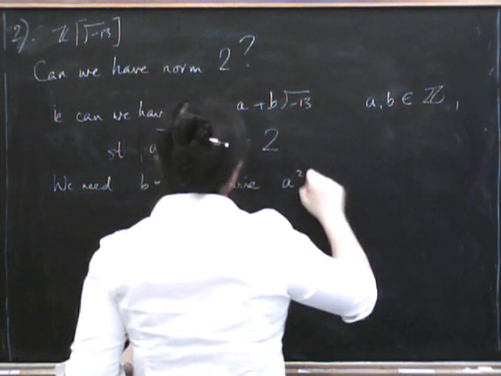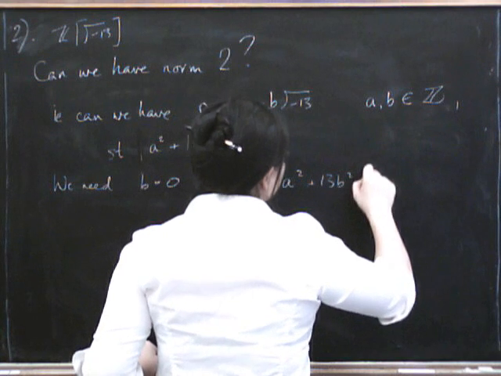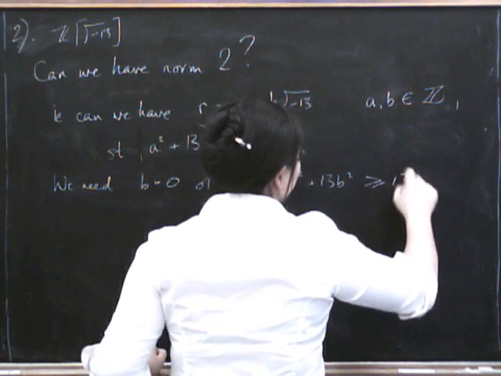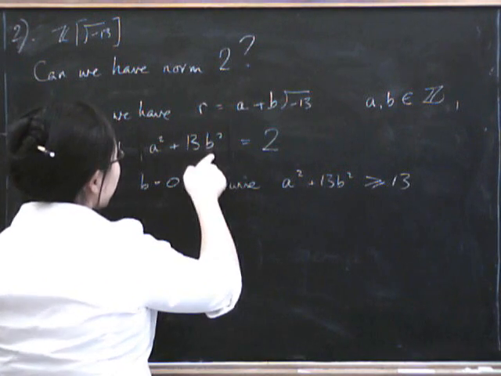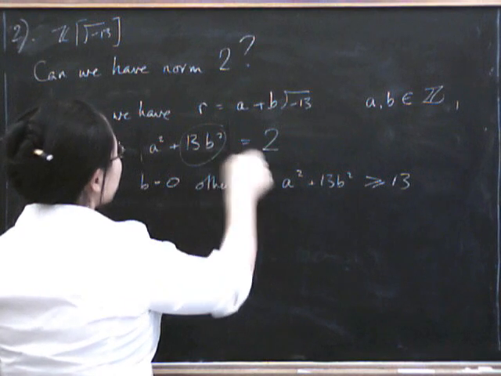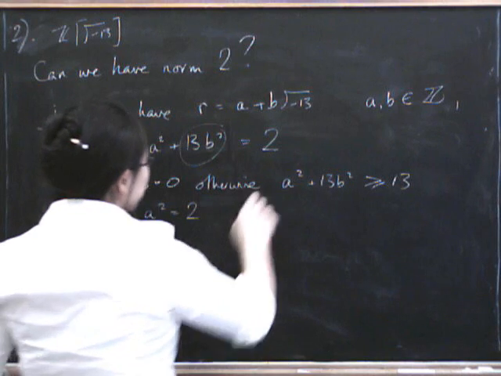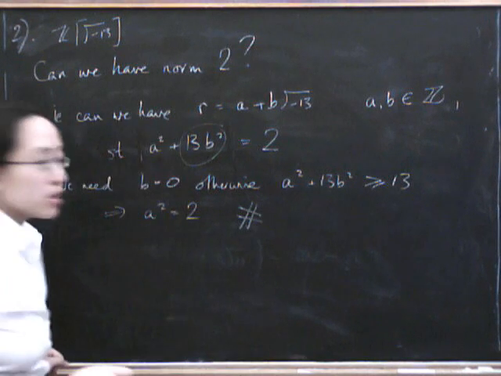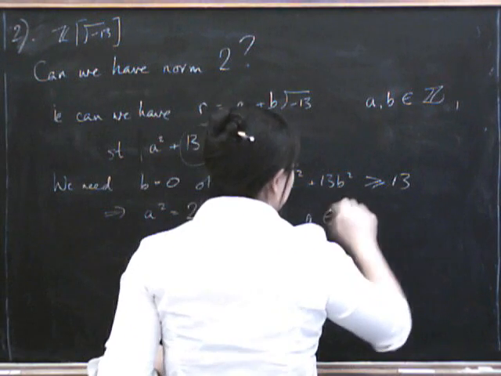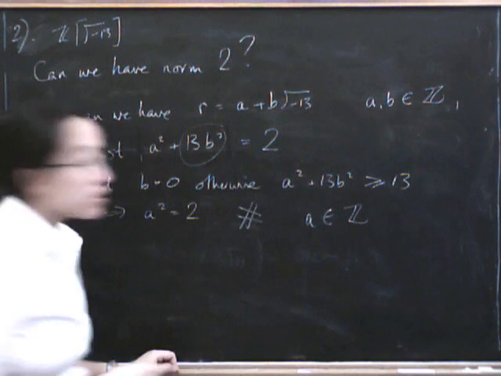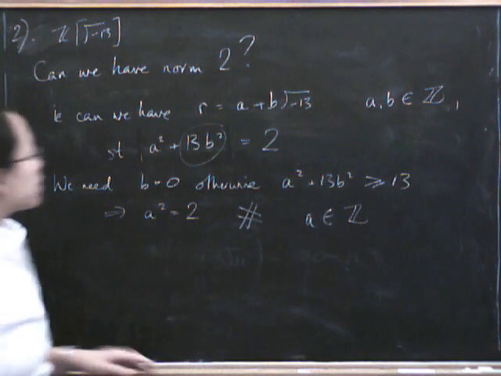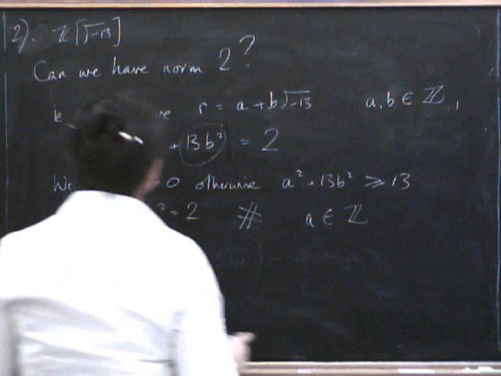Otherwise, a squared plus 13b squared is definitely going to be greater than or equal to 13. But if b equals 0, then that tells us that a squared equals 2. And that's a contradiction, because a is an integer. There is no integer whose square is 2. So we can't have the norm being 2.